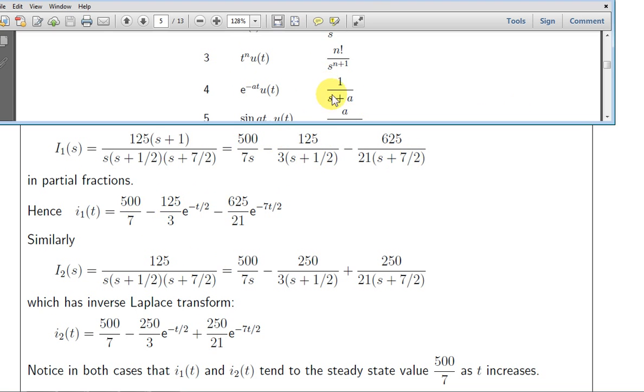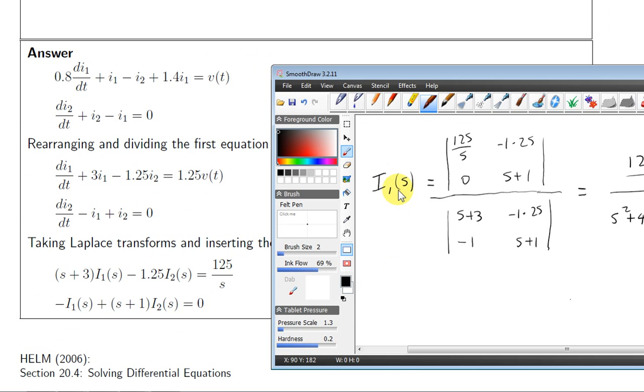And for this term, has the same form here with a equal to 7 halves, so we get e to the minus 7 halves t, and the constant is minus 625 over 21. Alright, so that's I1 of s and its inverse transform to get little i1, the current in one of the loops. Now, we didn't get I2 of s, but we can use Cramer's rule again, of course. The denominator determinant is the same as for I1 of s, we just have to change the numerator. So, we replace the I2 column of the denominator determinant with the expressions on the right hand side.